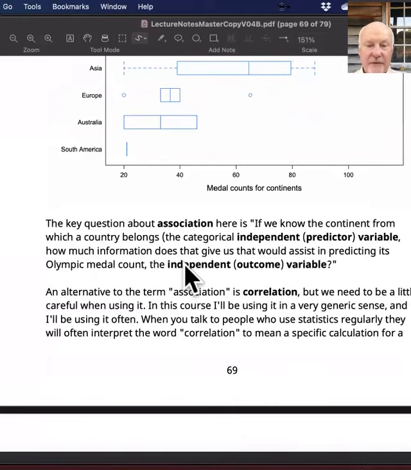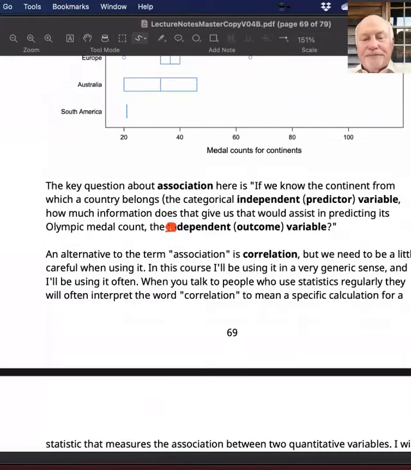Sorry, there is a typo there. That should be dependent. Sorry about that. Okay.